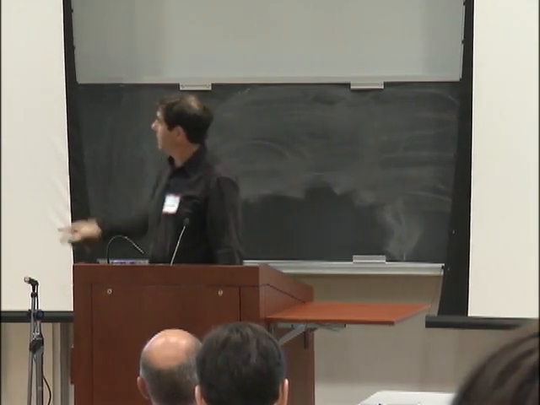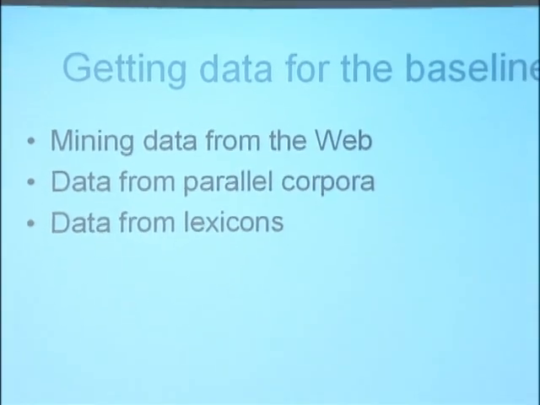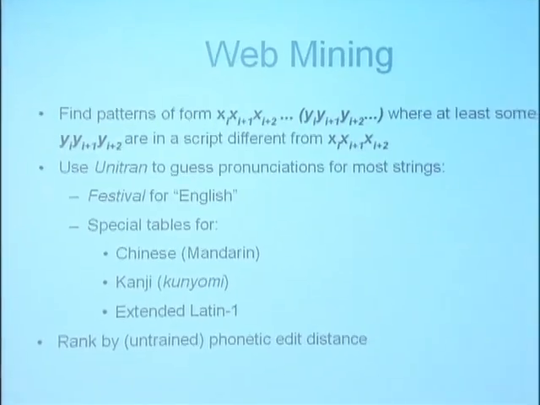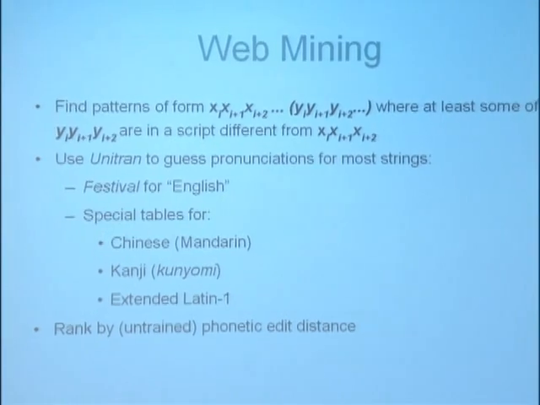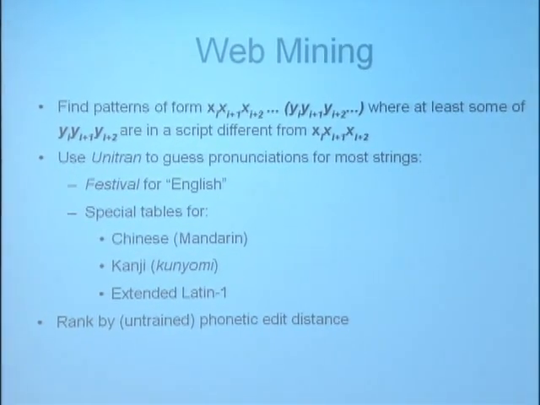Okay, so let me just say a little bit about getting some of the data for the baseline. We have data from various sources, parallel data from the web, data from lexicons. For web mining, it's a similar problem to the problem that I was talking about before with mining pronunciation transcriptions, basically looking for patterns, in this case where you have a string of text in some script, you have some kind of indicator like parentheses, and you have a string of text in some other script, because if it isn't in a different script, it's not interesting from this point of view, obviously.